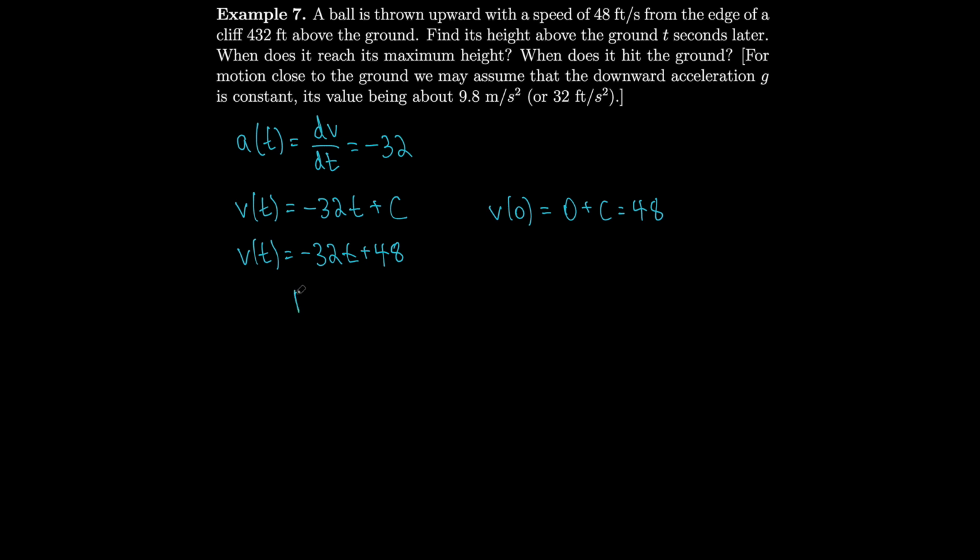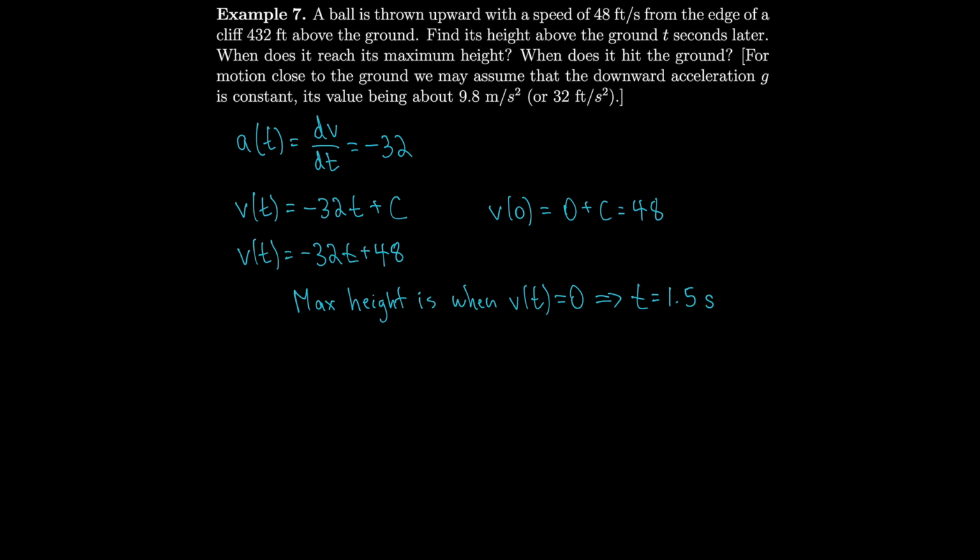This tells us what our maximum height is. The maximum height would have to be when the velocity is 0, right? That's when we have a maximum. Because velocity is the derivative of position. So when the derivative is 0, that's when you have a maximum. When the velocity is 0, that tells us that t would have to be 1.5 seconds.